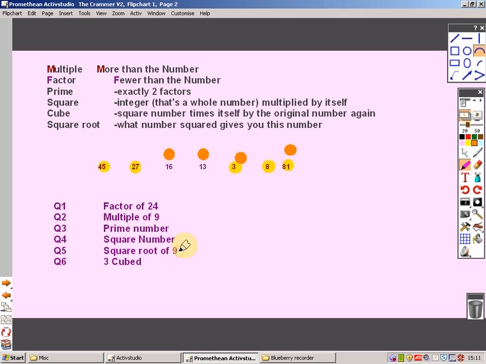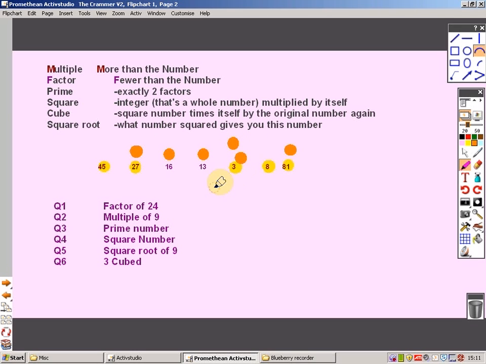The square root of 9. What times by itself will give you 9? The answer there, of course, is 3, because 3 times 3 is 9, so the square root of 9 is 3. 3 cubed, that's going to be 3 times 3 times 3. 3 times 3 is 9, times 3, 27. Question answered.